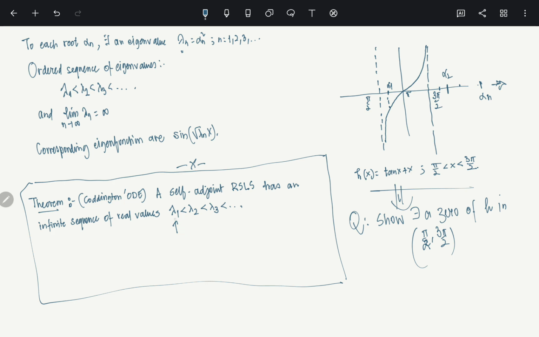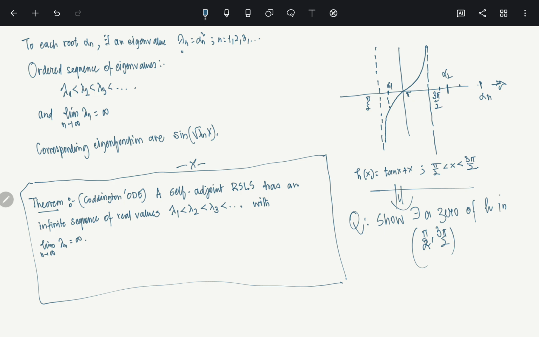So what it is saying is it starts from some lambda 1. It can be 5, it can be minus 10, whatever, it starts from somewhere, right? And then there is this strict inequality, strictly greater than. So there is a second eigenvalue which is greater than the first one, and it goes on like this. Very important, what happens if there is a bound on this? It says that the limit as n tends to infinity, lambda n is going to infinity. I hope this is clear.